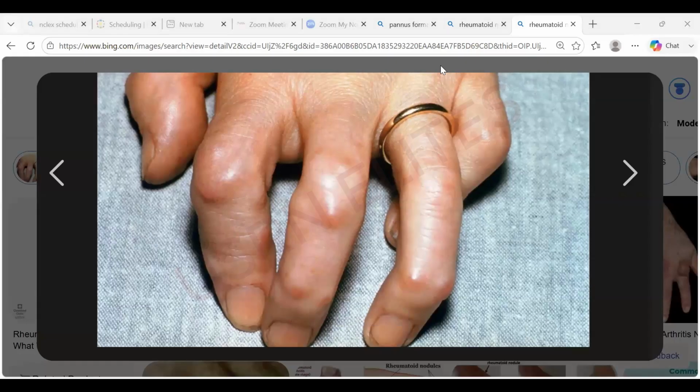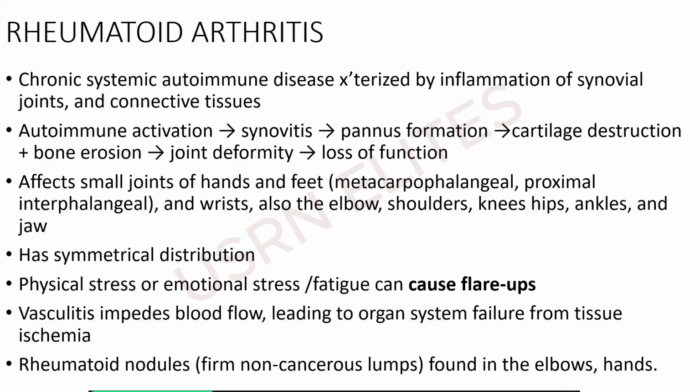So we are saying that there are rheumatoid nodules. They are firm, but not cancerous. It's not a cancer, it's non-cancerous. It's a lump, a raised swelling that you can see there. That is found in the elbows, in the hands, and other places where there will be inflammation.